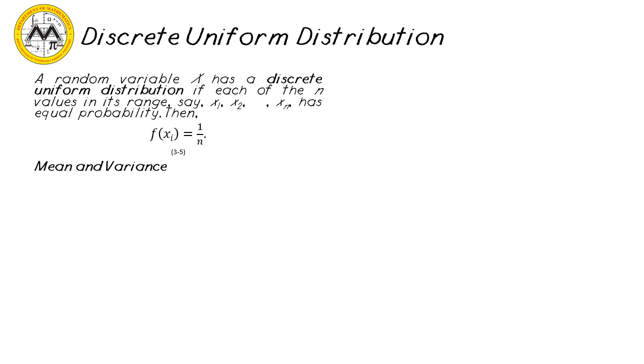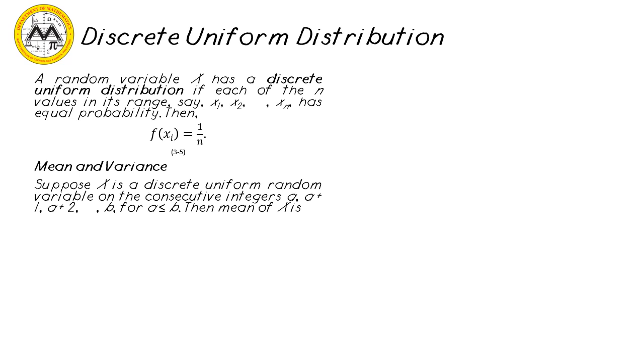The mean and variance of the discrete uniform distribution would be a plus b over 2 for the mean. So the mean is the expected value, so it would be a plus b over 2. While for the variance, it would be b minus a plus 1 quantity squared minus 1 all over 12.